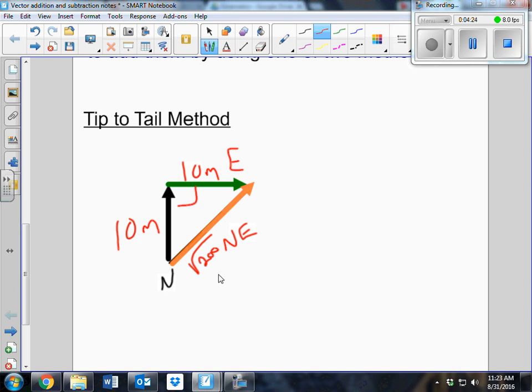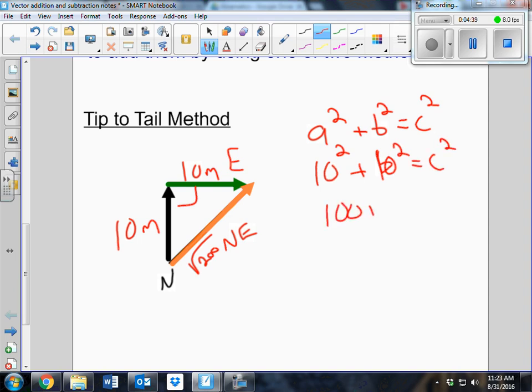So I can use the Pythagorean theorem, where I know that a squared plus b squared equals c squared, where a is 10, that's squared, and b is 10, and that's squared, and then it's c squared. So I know this is 100 plus 100 equals c squared, and then I square root both sides, so that I get c equals square root of 200, which is a review concept because you've definitely done this in math class.